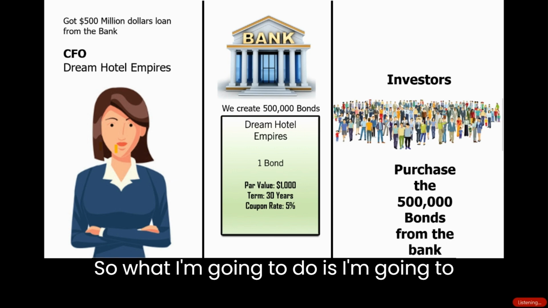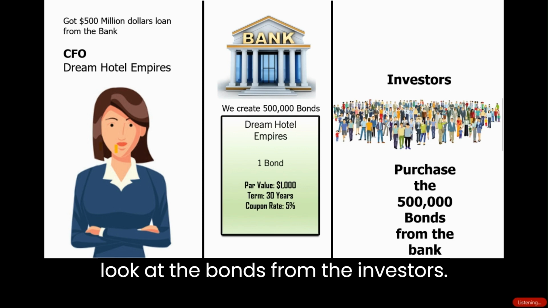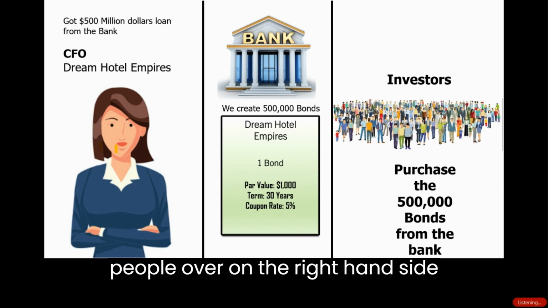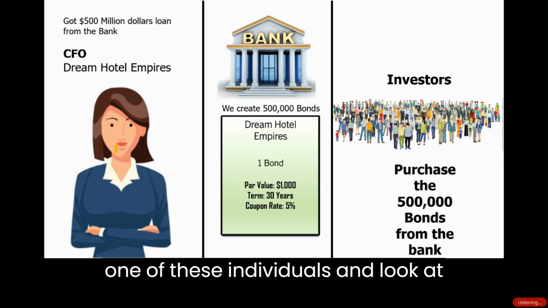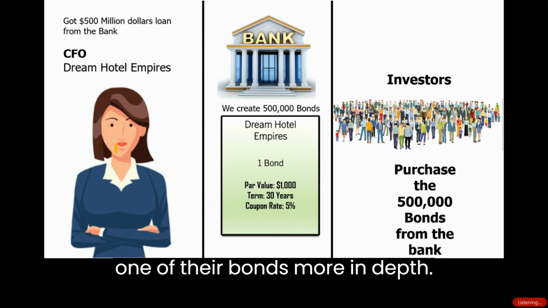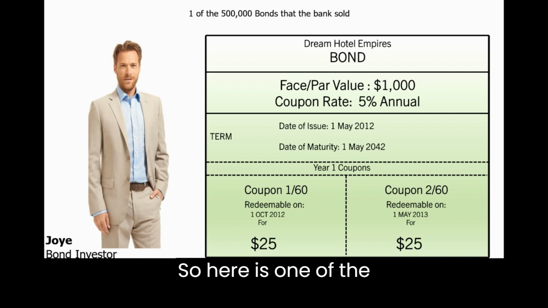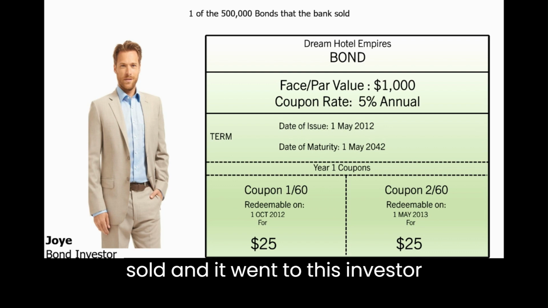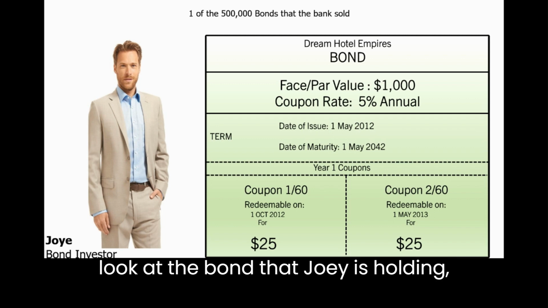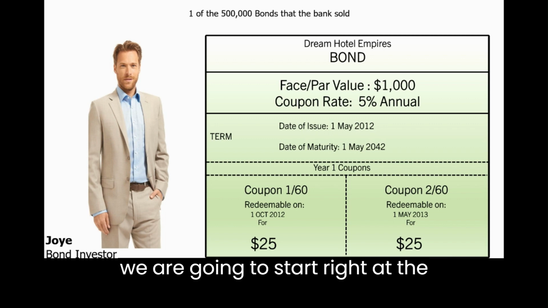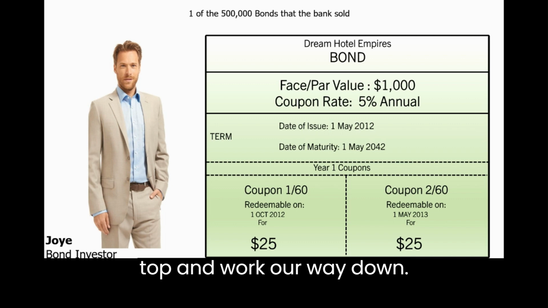So what I'm going to do is look at the bonds from the investor standpoint. As we look at these people over on the right hand side of the screen, let's take one person, one of these individuals, and look at one of their bonds more in depth. So here is one of the 500,000 bonds that the bank sold, and it went to this investor named Joey on the screen. And as we look at the bond that Joey is holding, we are going to start right at the top and work our way down.